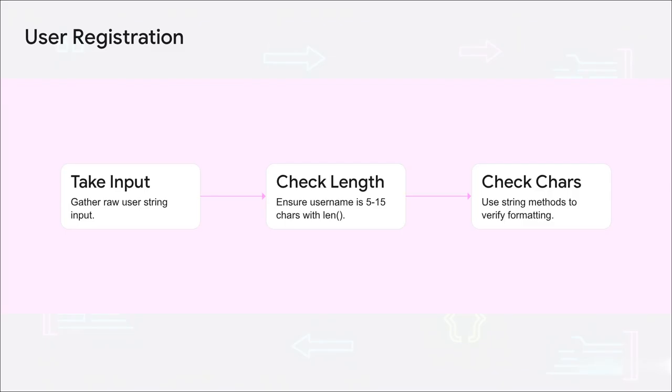Let's put this into perspective. Imagine a mini project where you're on a security mission to build a user registration system from scratch. Step 1, you just gather the string, taking in that raw user input. Step 2, you validate the length. You'd use that len function to make sure their username is, say, between 5 and 15 characters. And step 3, you check the characters themselves using the methods we just learned. You'd probably use lower to make sure there are no weird capitalizations, and maybe replace to strip out unallowed symbols. By just stacking these simple tools, you're building robust, professional software.